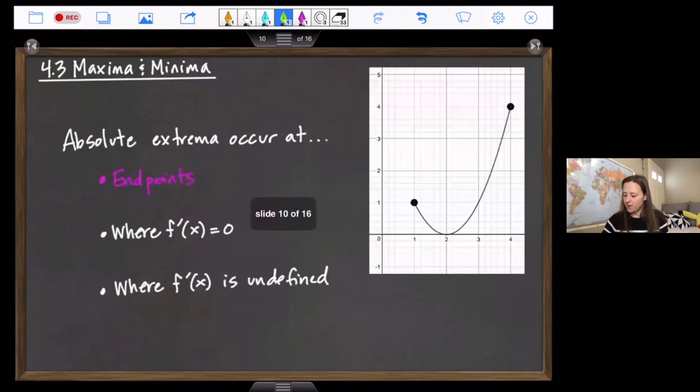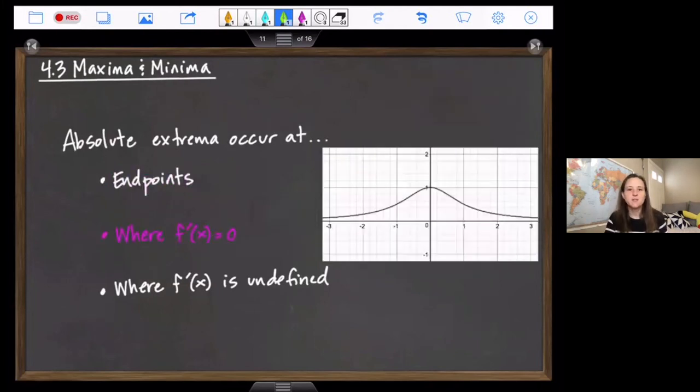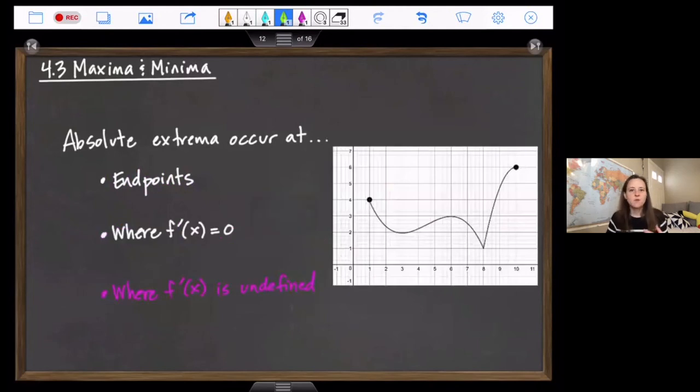So endpoints, that was like this one, we had our absolute max up here at that endpoint of the interval. We had a couple of them that happened where f prime of x was equal to 0. Our absolute max on that last one was here on the y-axis, where we would have had that horizontal tangent line where the derivative would be equal to 0. And then way back on the first graph, we had our absolute minimum here at this cusp. That would be a case where f prime of x was undefined.